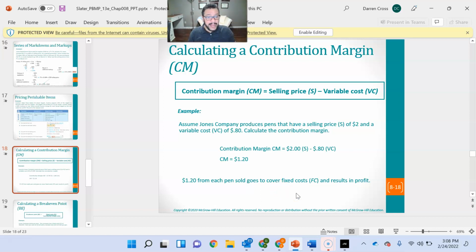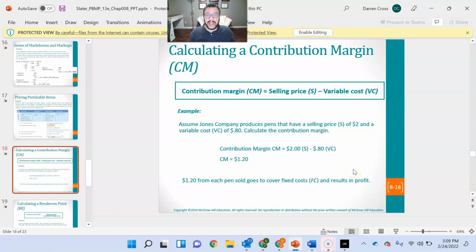So you make 1,000 pens, and it's going to cost you 80 cents per each, right? So that's going to be $800. But you know that you can sell those 1,000 pens for $2,000, right? Now, $1.20 from each pen goes to cover the fixed costs.